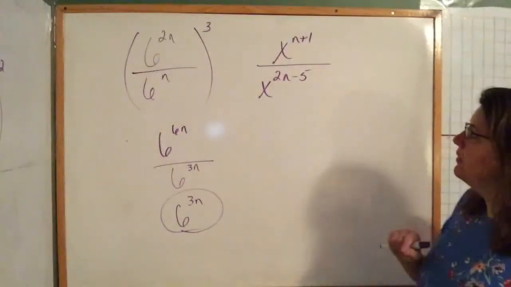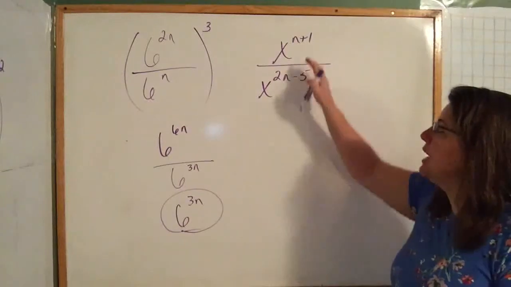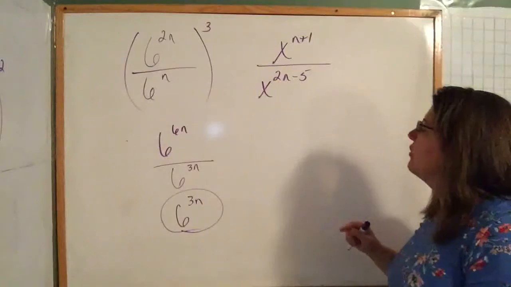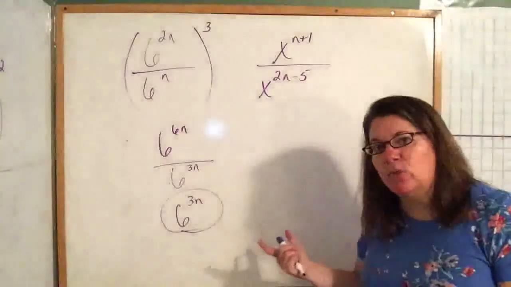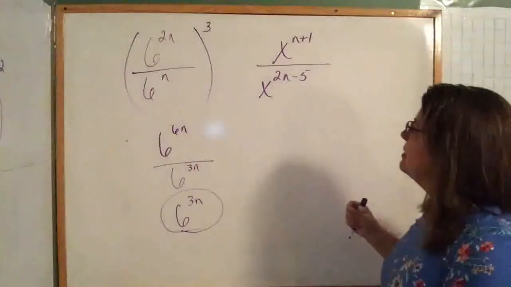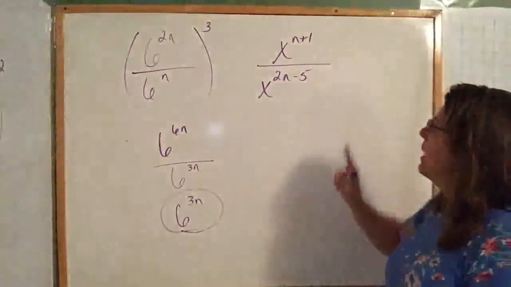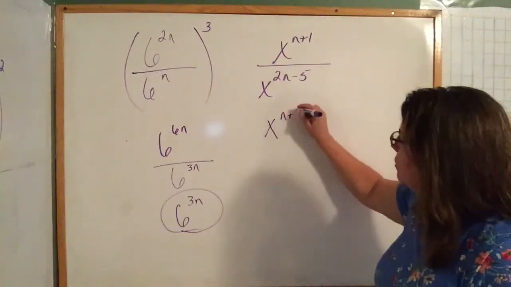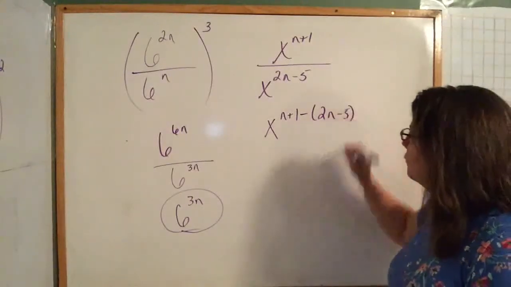This one's very similar. There is no exponent on the outside of parentheses, but we do have 2 exponents over top of each other. Now with this, since we don't know what n is, and we don't know whether n is positive or negative, we really don't know which one of those is bigger, okay? If that's the case, you're always going to take the top minus the bottom, okay? So I'm going to keep the base, x, and I'm going to take the top exponent, n plus 1, and I'm going to subtract the bottom exponent, 2n minus 5, from it.